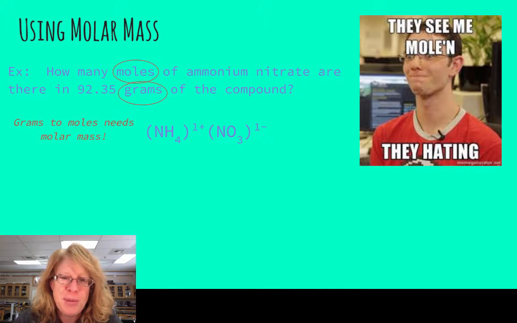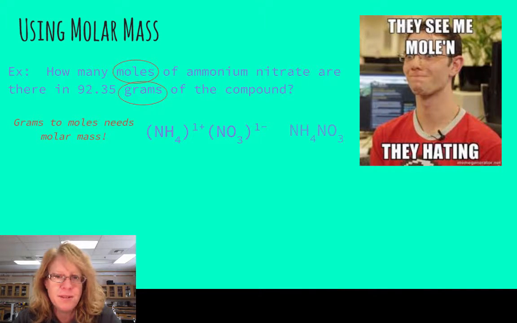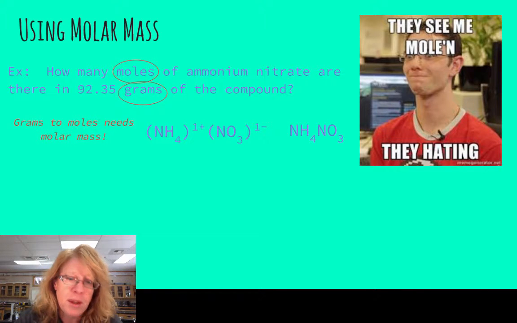So here we go. Ammonium is one of our polyatomics. It's NH4 with a +1 charge. Nitrate, ATE, is also one of our polyatomics, with 3 oxygens, and it has a 1- charge. So when I write the formula for this, the formula is NH4NO3. That's the correct formula for ammonium nitrate. Now we can start working on our molar mass steps.